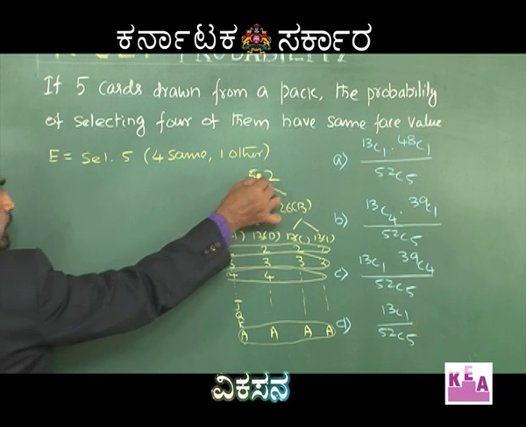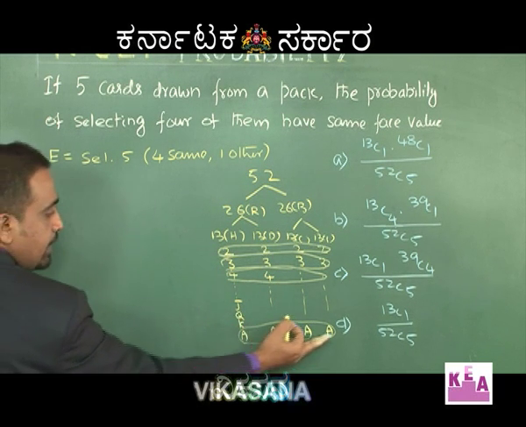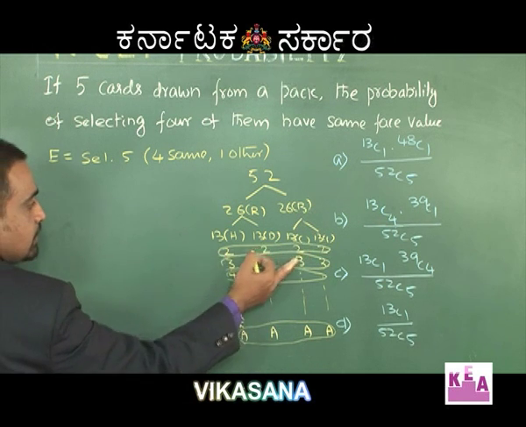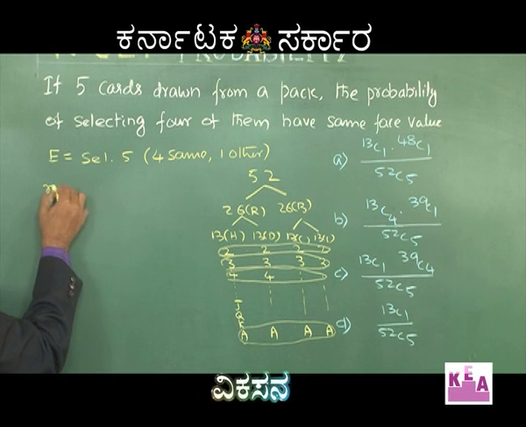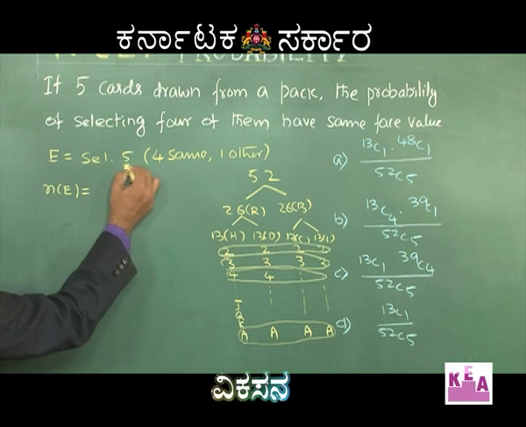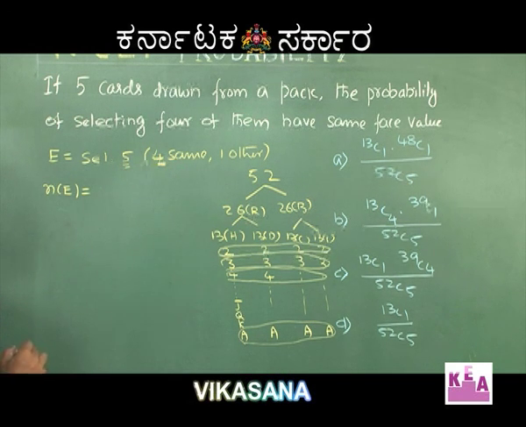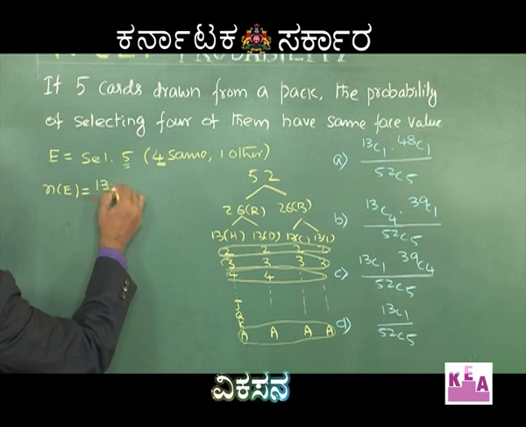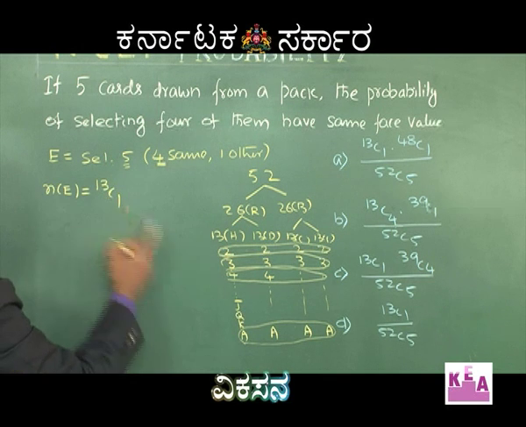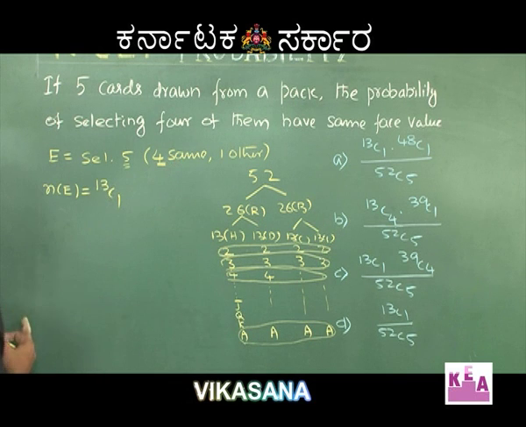Here in these 52 cards, 13 sets are there, each having the same face value. For this event, to write the favorable cases n of A, we have to select 5 cards in total. Out of these, 4 are of the same face value. For this, out of 13 sets, I will select one set. Selecting one set means selecting 4 cards of the same face value.